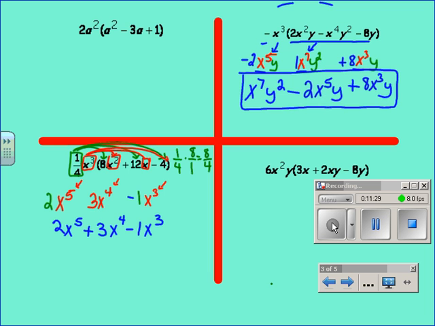And the reason this is negative, we'll go back real quick. 1/4 times -4 is -1, not 1. So when I multiply this problem together, the answer that I get is 2x to the 5th, 3x to the 4th, minus 1x cubed.